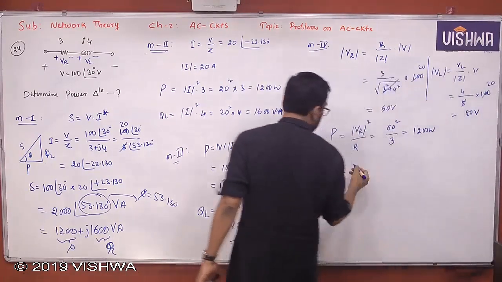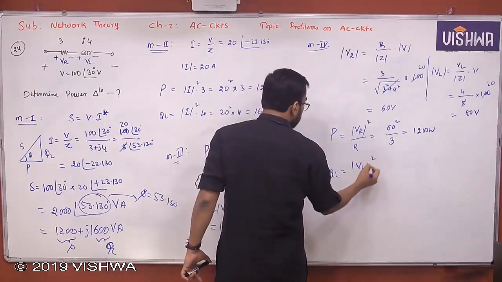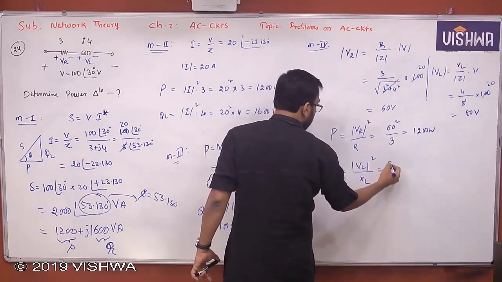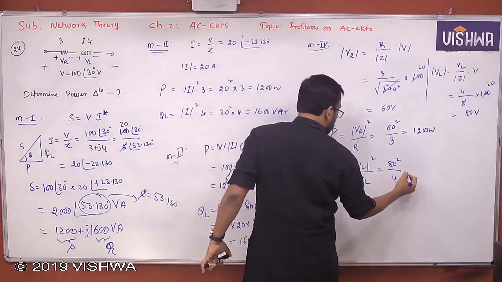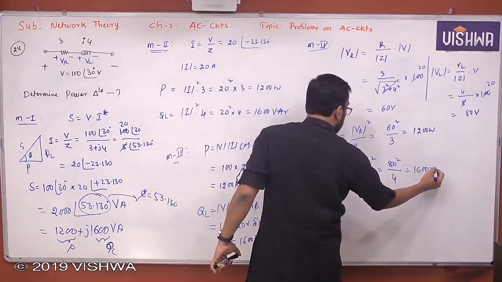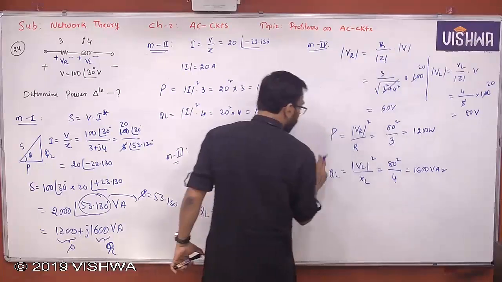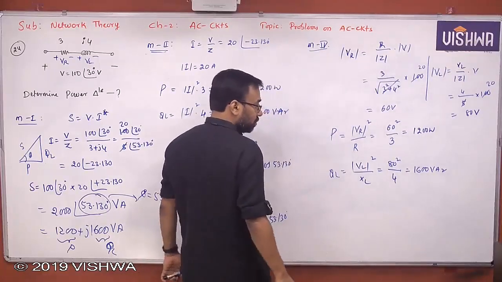So VL square by XL, 80 square by, what is XL value here? 4, right? So what do you get here? 1600 volt amp reactive. Once you know active and reactive, you can find S value. Clear all of you? Okay.